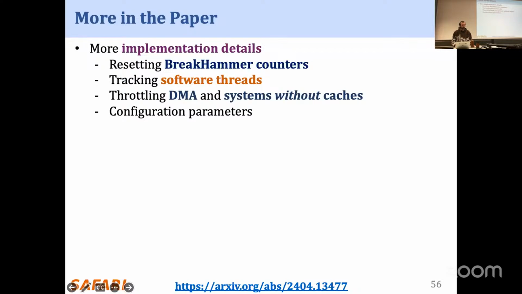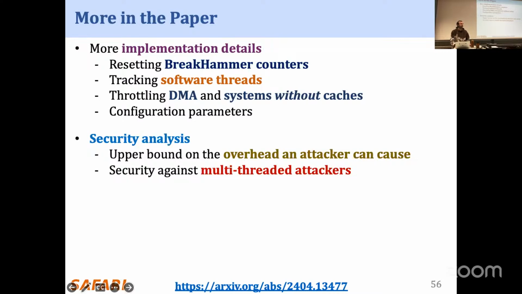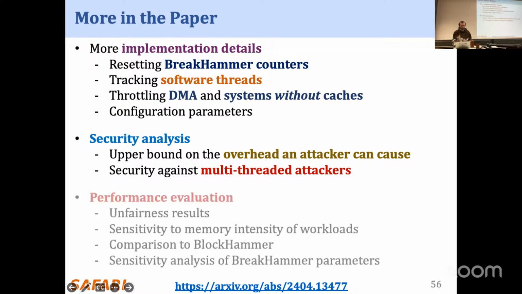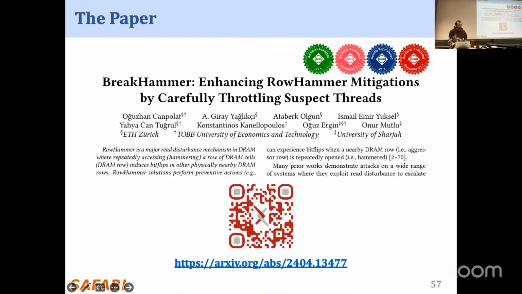We have more in our paper, more implementation details. For example, resetting BreakHammer's counters, tracking software threads, systems with DMAs, or systems without caches. We have our security analysis, where we provide an upper bound on the overhead that an attacker can cause without being detected by BreakHammer. And second, we have our security analysis against multi-threaded attackers that try to circumvent BreakHammer. We also have more performance results, for example, fairness results, sensitivity to memory intensity, comparison to prior works, and sensitivity analysis of BreakHammer's parameters. I would like to refer you to our paper for more results and implementation details.